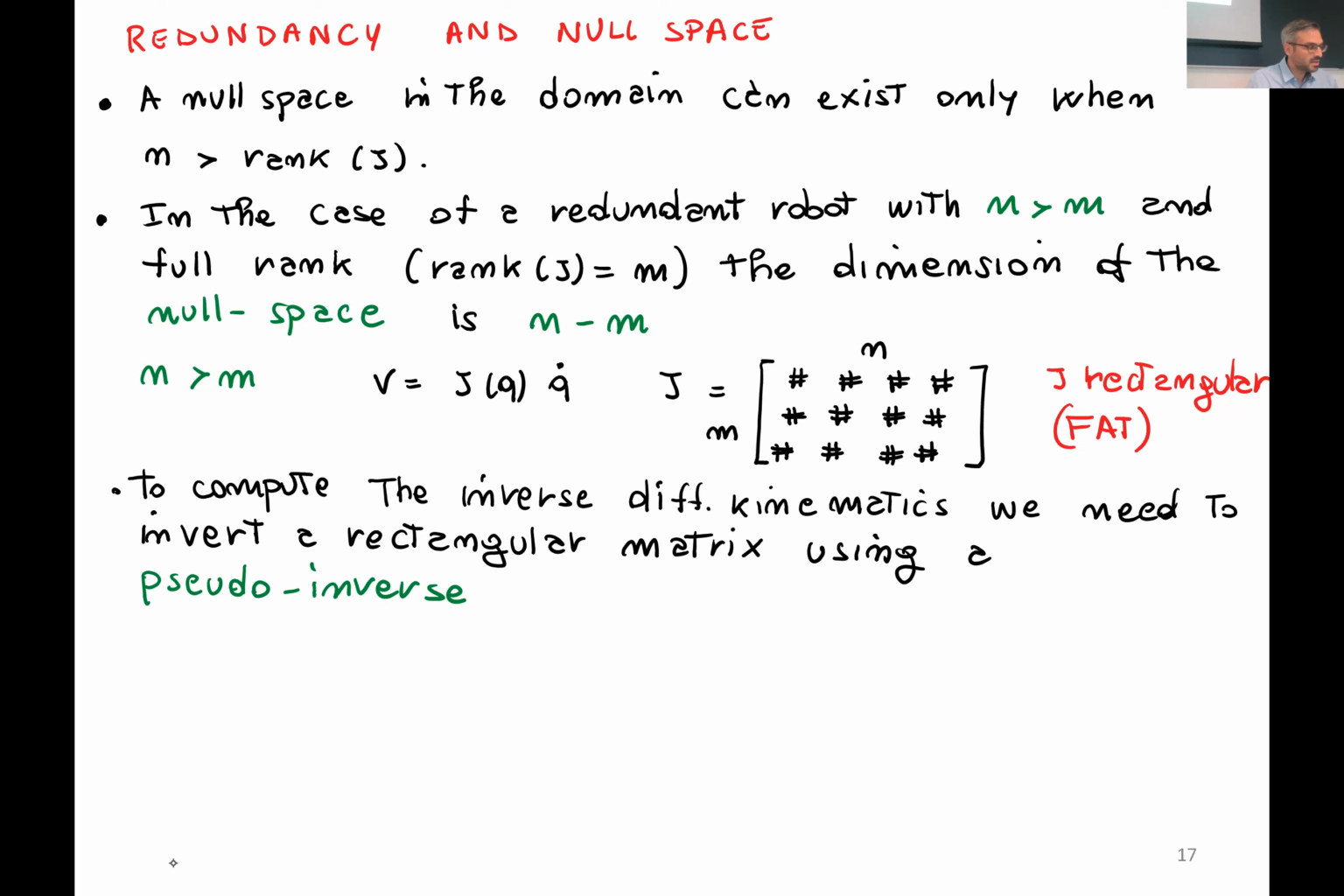In this case, we said that we will show some tricks to compute the inverse of the differential kinematics, because since we have more columns than rows, if we want to compute the joint velocities relative to some end effector velocity, we will have infinite solutions. And to solve this, we resort to the concept of pseudo-inverse.